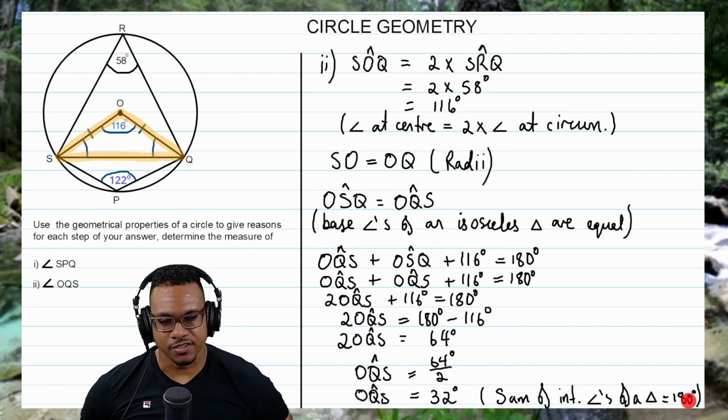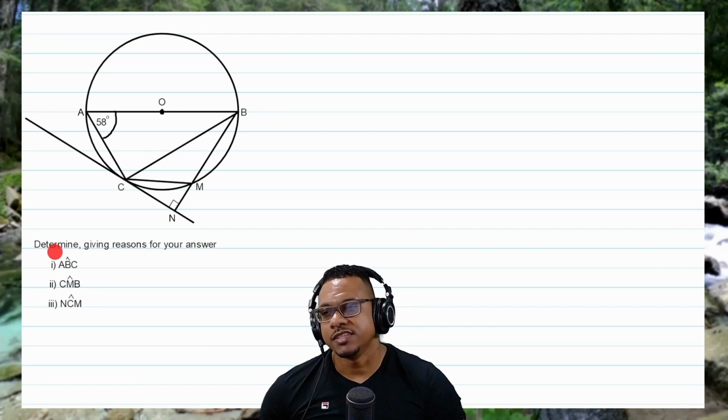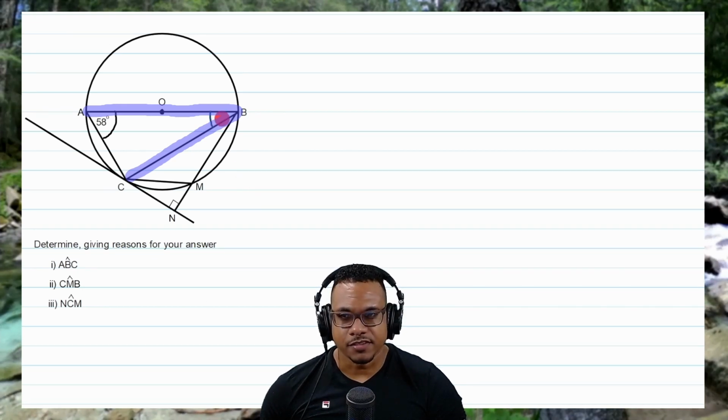So here I have my next question where we want to determine, giving reasons for our answer, the angle ABC. So that's A to B to C. So that's this angle right here. So let's deal with finding this angle first.